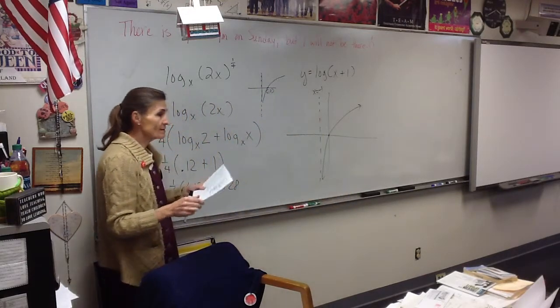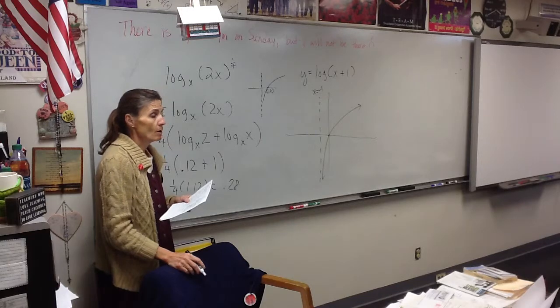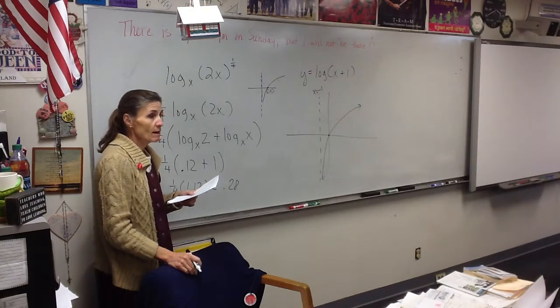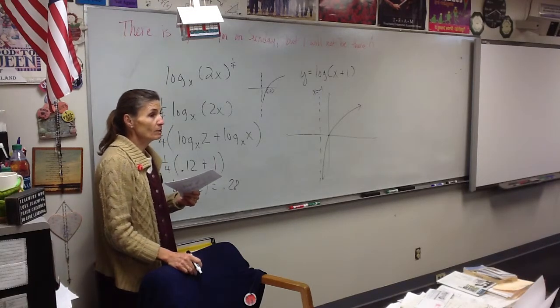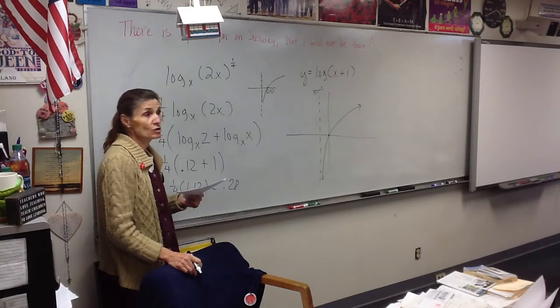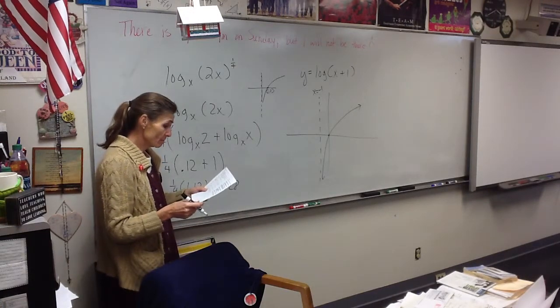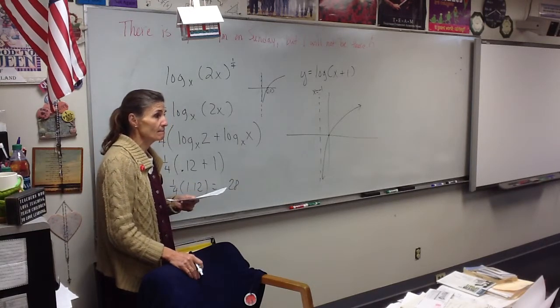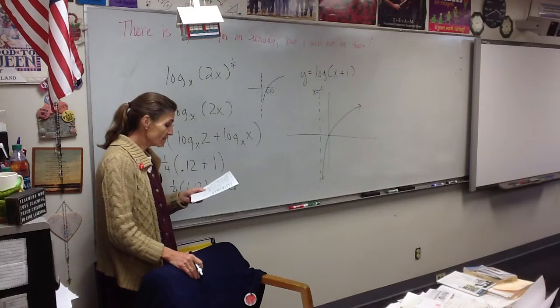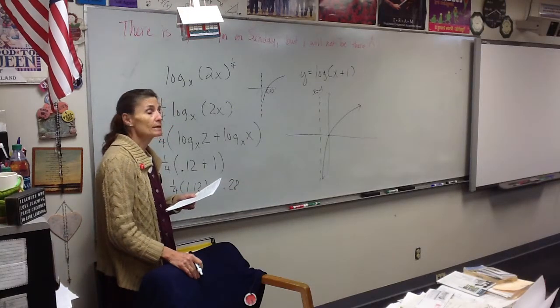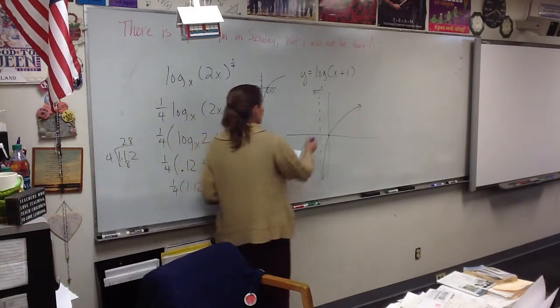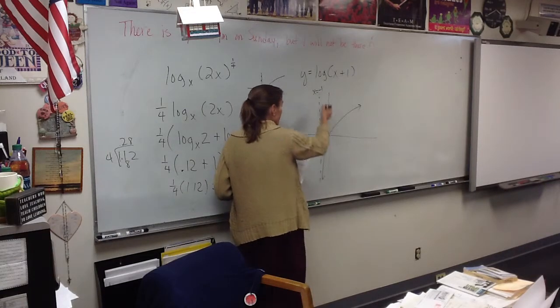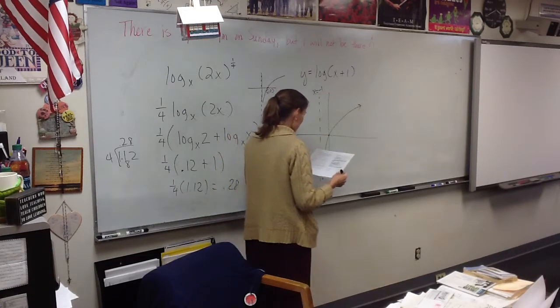Does it appear to have any symmetry? No. Bounded, and when we talk about bounded, we're talking about above and below. Is this thing bounded above or below? No. Its range is all real numbers, so it's not bounded. Does it have any high points or low points, hills and valleys? No. Does it have any asymptotes? Yes, it does. And its asymptote is where x equals -1.